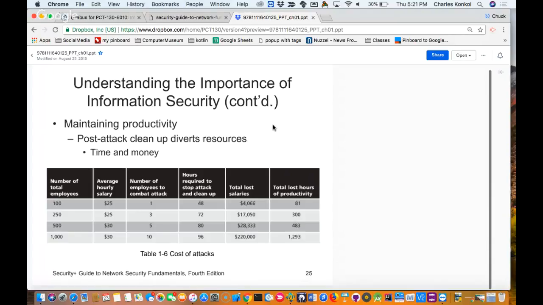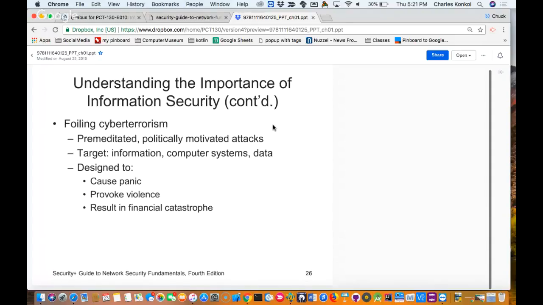1,000 employees. Average hourly salary, $30. It takes 10 employees to combat the attack for that number of people. 96 hours, $220,000, and lost productivity hours, 1,293 hours of lost productivity.